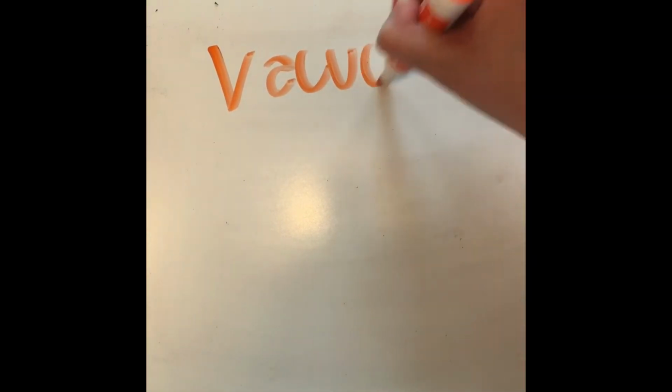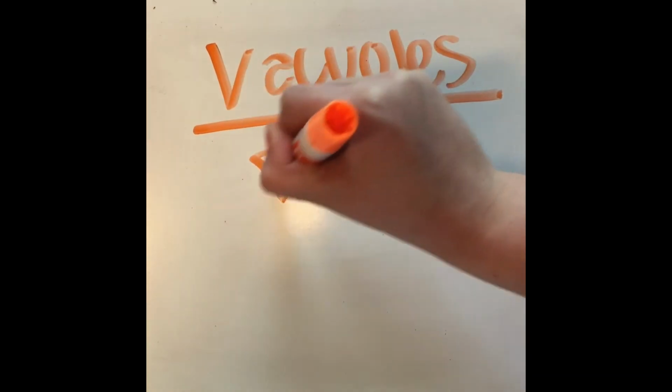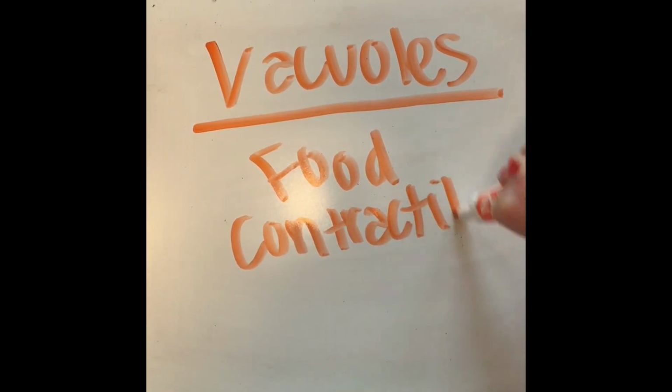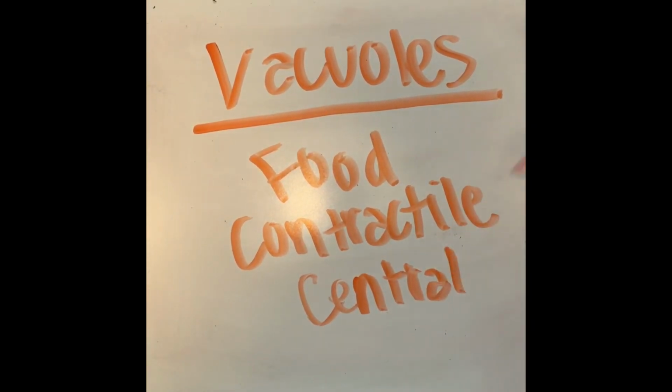The three types of vacuoles are food, contractile, and central. Food vacuoles are formed by phagocytosis to be used as food for the cell. Contractile vacuoles help move excess water out of certain freshwater protists. Central vacuoles were just mentioned.